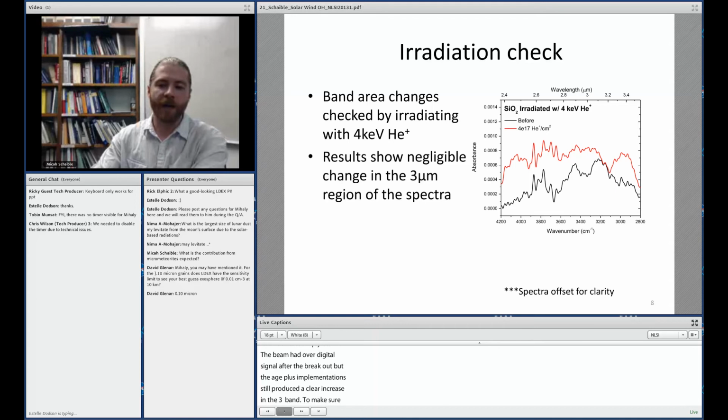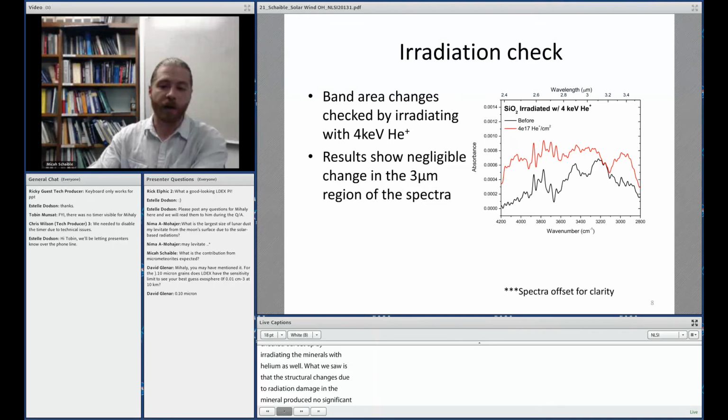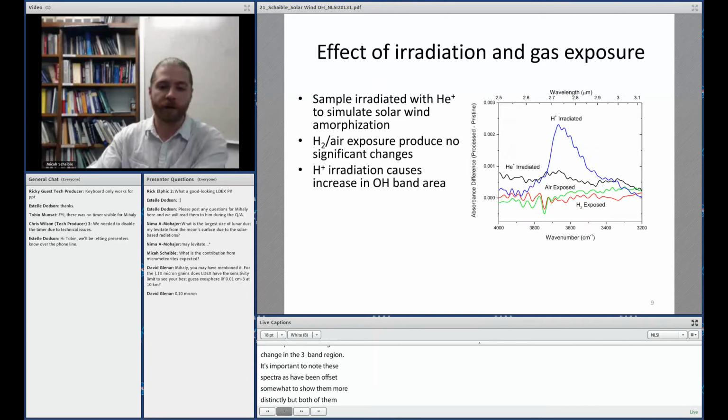To make sure that the irradiation was indeed due to the implanted hydrogen, we checked our setup by irradiating the minerals with 4 keV helium as well. What we saw is that the structural changes due to radiation damage in the minerals produced no significant change in the 3-micron band region. It's important to note that these spectra here have actually been offset somewhat to show them more distinctly, but both of them, without that offset, are almost a complete overlay, one on the other.